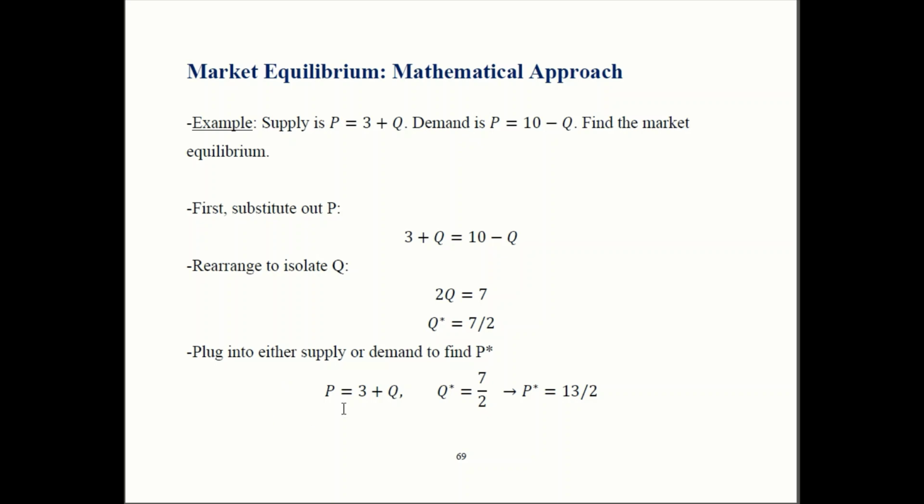thing. So P equals 3 plus Q, but we said Q is 7 over 2, so 3 plus 7 over 2 is going to be 6 over 2 plus 7 over 2, which is 13 over 2. That should be 6.5. 3 plus 3.5 is 6.5. So that's how you can solve this mathematically.